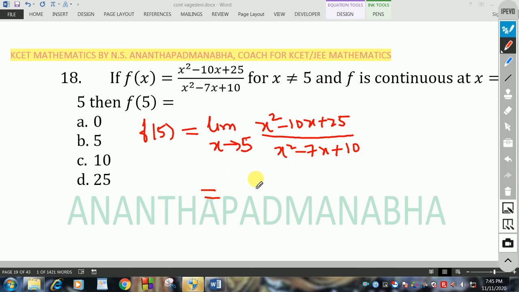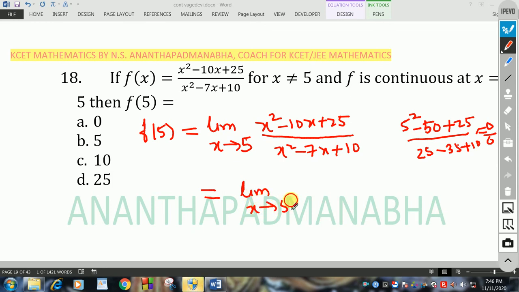So we will apply L'Hopital's rule, because you can observe this approaches 0 by 0 form when you apply the limit. That is, you can note this, 5 square minus 10 into 5 plus 25. So 25 plus 25 is 50, minus 50, 0. Here again 25 minus 35 plus 10. So when you apply the limit directly, it takes indeterminate form. So now I will apply L'Hopital's rule again to find f of 5.